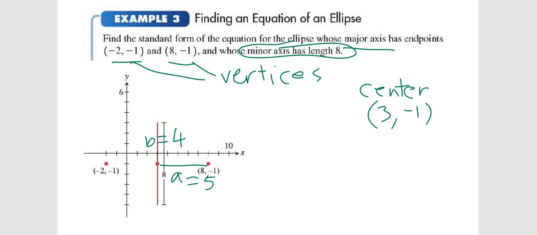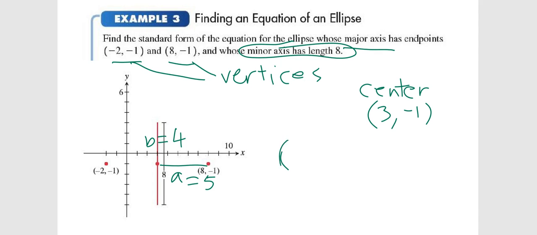How did we get B? We counted. They said that if the minor axis length was 8, then we had to split it in half. Go up 4 and down 4. Do we have enough information to write the equation? They didn't even ask me for the foci.